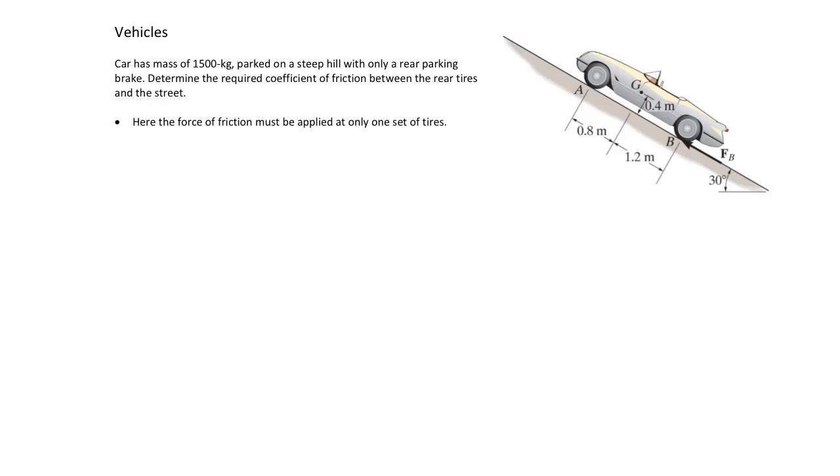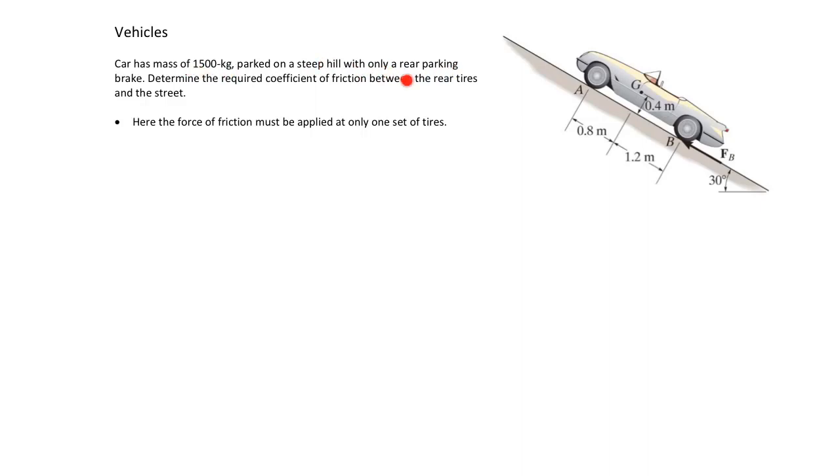For vehicles on inclined planes, we have to also consider the location of the center of gravity. In this case, here is a center of gravity, and we're looking for how much friction it takes to keep this thing parked on this steep hill. In this case, the car is 1,500 kilograms. It's on a steep hill.